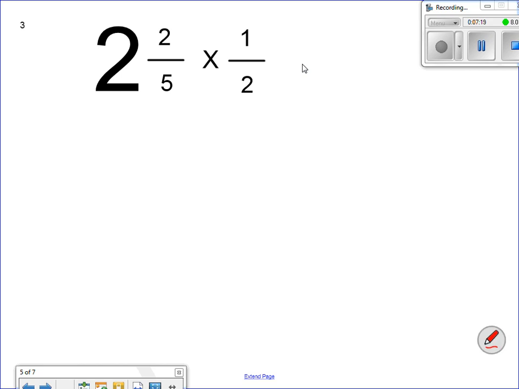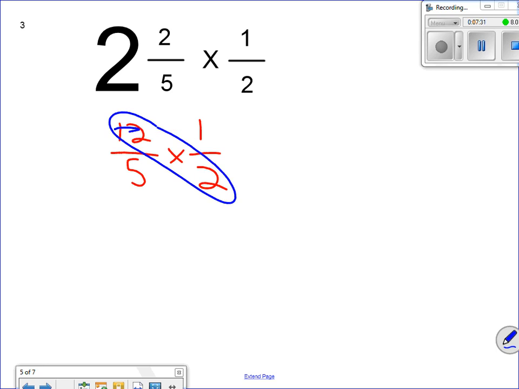Change them to improper fractions. We have 5 times 2 is 10 plus 2 is 12 over 5, times 1/2. Luckily, we can cross reduce this time. Divide them both by 2. 5 and 1 we can't, so 6 times 1 is 6. 5 times 1 is 5. How many 5s go into 6? 1 and 1/5. We did not have to do all of the math on this one, the long division.